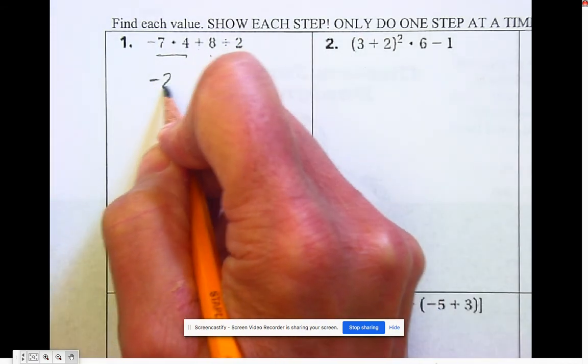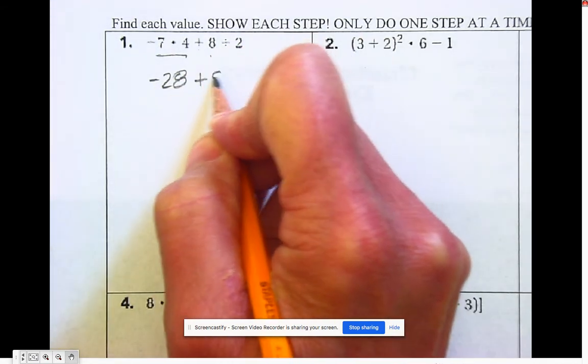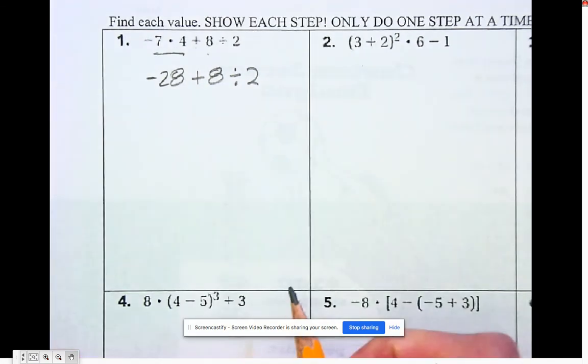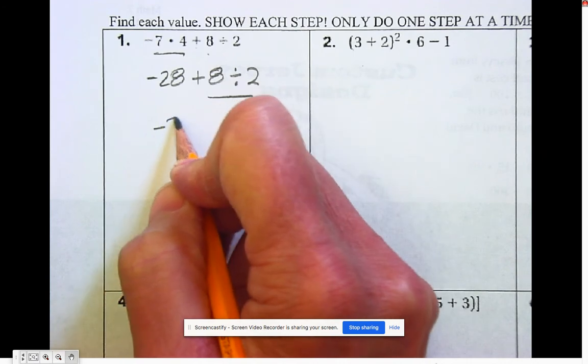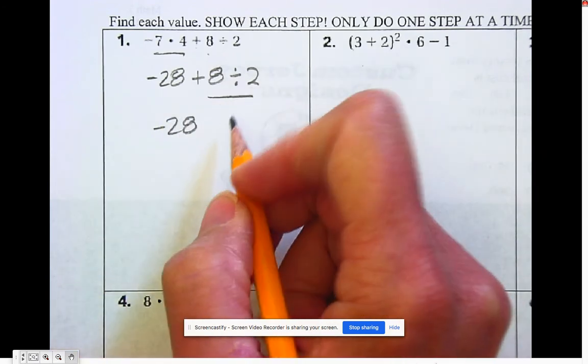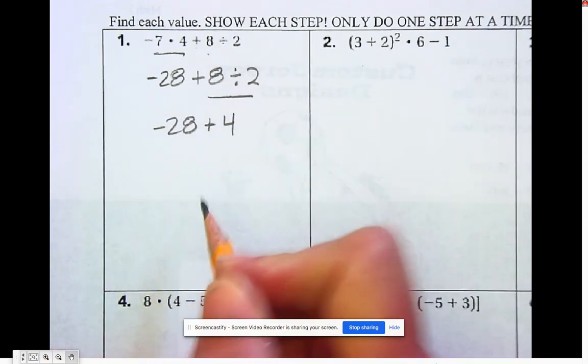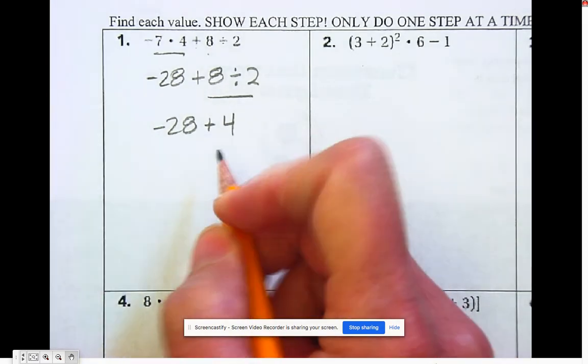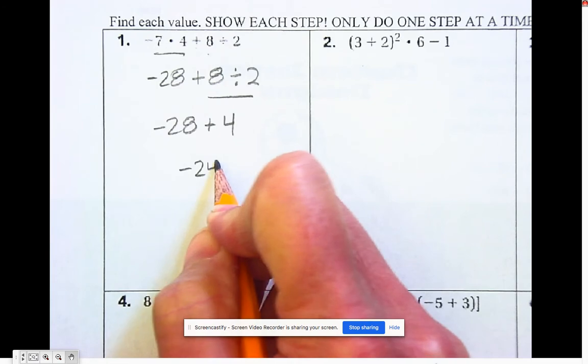So I've got negative 28 plus 8 divided by 2. I'm going to do the division next. Negative 28, 8 divided by 2 is 4. Okay, now the only operation I have next is the addition. Negative 28 plus 4 is negative 24.